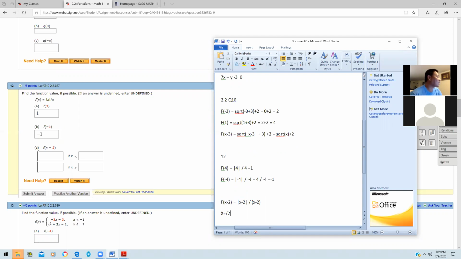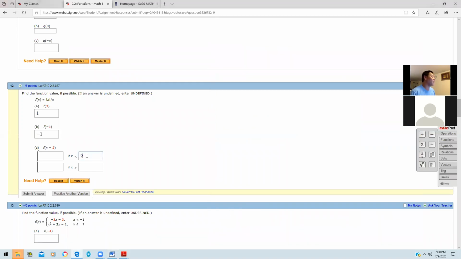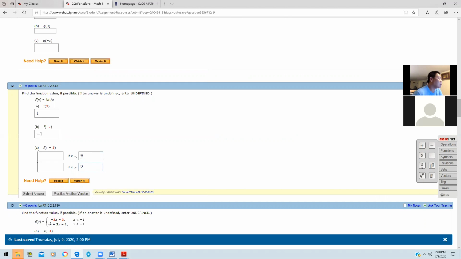The reason why x cannot be 2 in this case is because when you put 2 in here, you make your denominator 0. Okay, this 2, because of a domain restriction, you cannot have 2. So it can be less than 2 or more than 2.